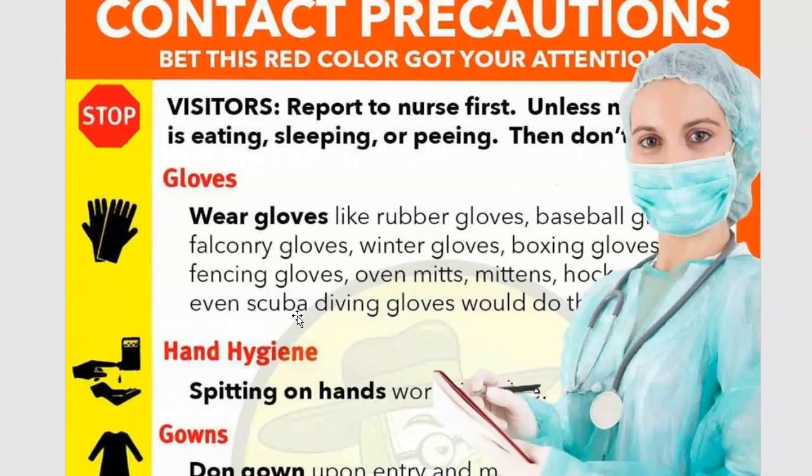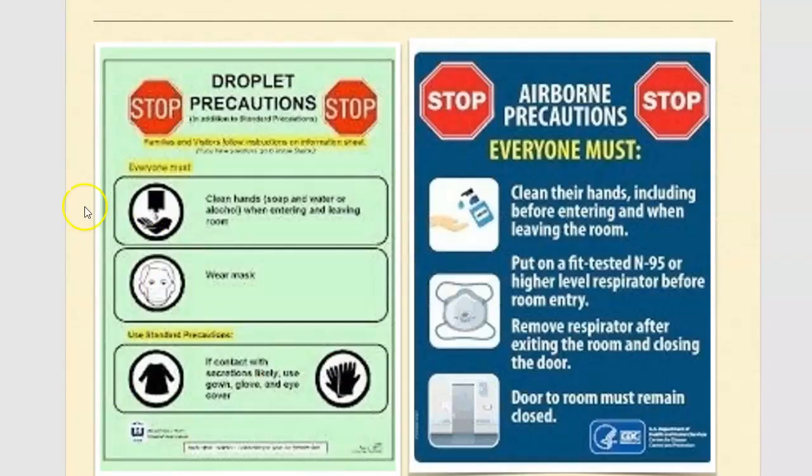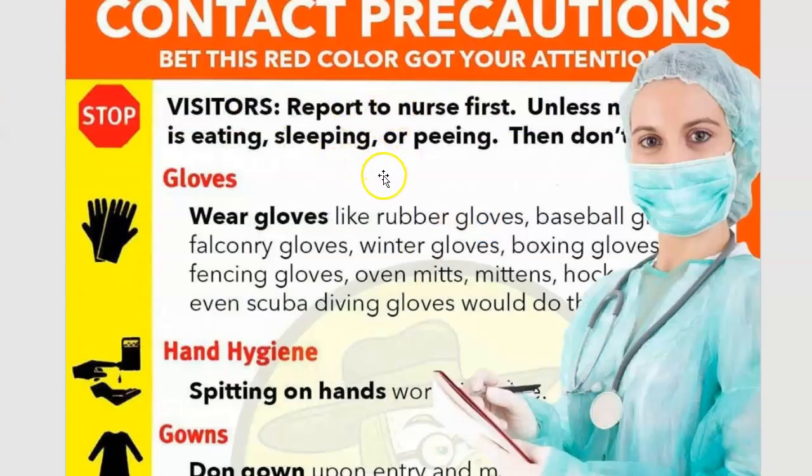That's the most common. Now, when we look at some other things like airborne, the most common is COVID, or tuberculosis is airborne. And then droplets would be the flu. But contact isolation is Staph aureus, or another term for that would be Staph, or MRSA, methicillin-resistant Staph aureus.